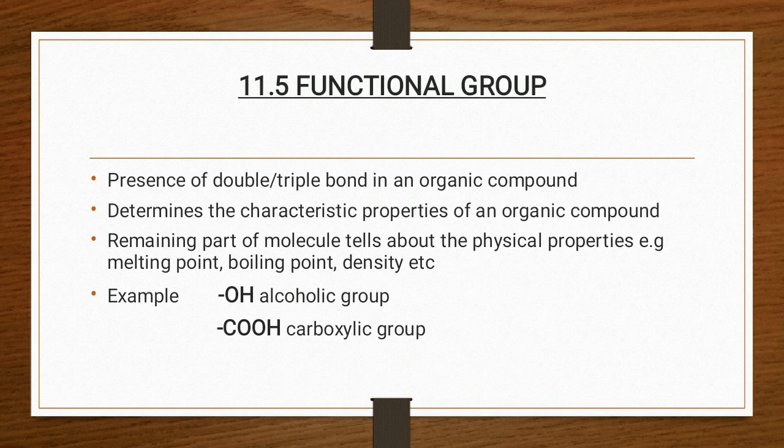Let us revise. Functional groups are those parts of the organic compound in which a double or triple covalent bond is present, and because of the presence of that double or triple bond, the characteristic property of an organic compound completely changes and it shows its own characteristic properties. And the remaining part, the other part of the molecule, tells us about the physical properties, for example, melting point, boiling point and the density of the compound. As an example, we have discussed the alcoholic group and the carboxylic group.